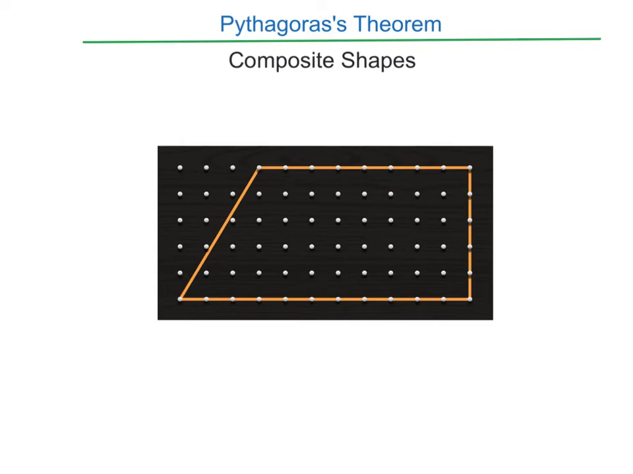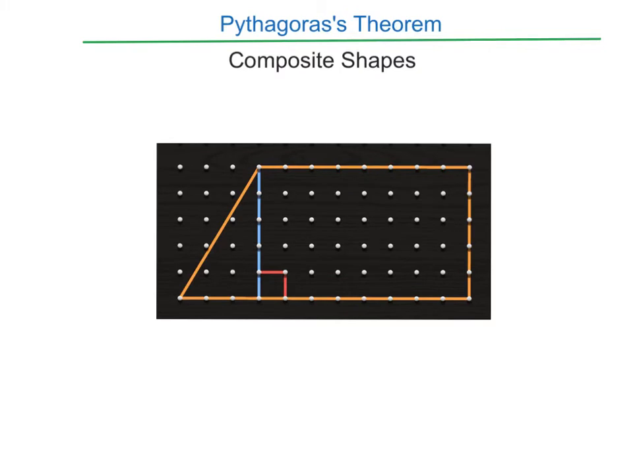You can use Pythagoras' theorem when you've got composite shapes. A composite shape just means it isn't a simple shape like a triangle or a rectangle, but it's two shapes joined together. If you look at this one here, you can see there's a triangle on the end here, but there's also a rectangle joined to it. This shape is a composite shape because I can split it up into two shapes that are smaller and worth the same.